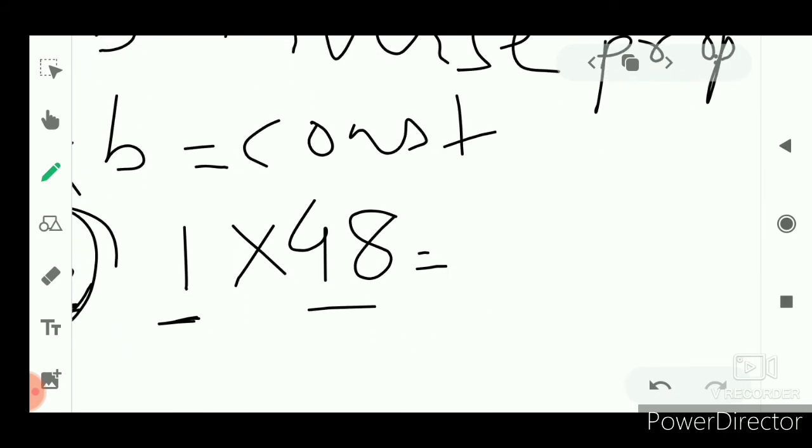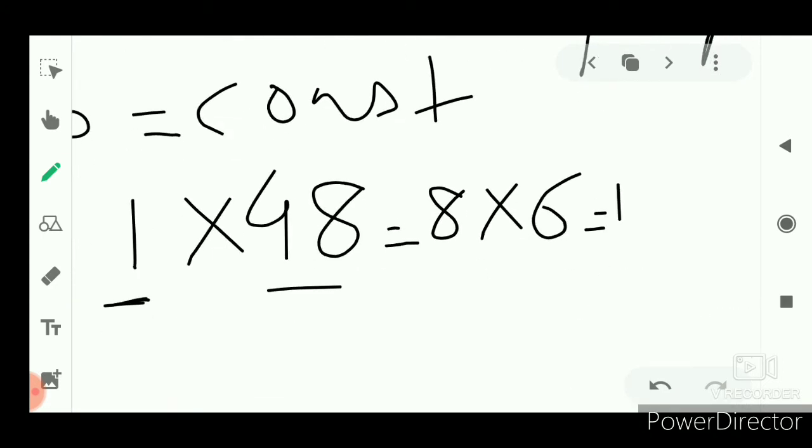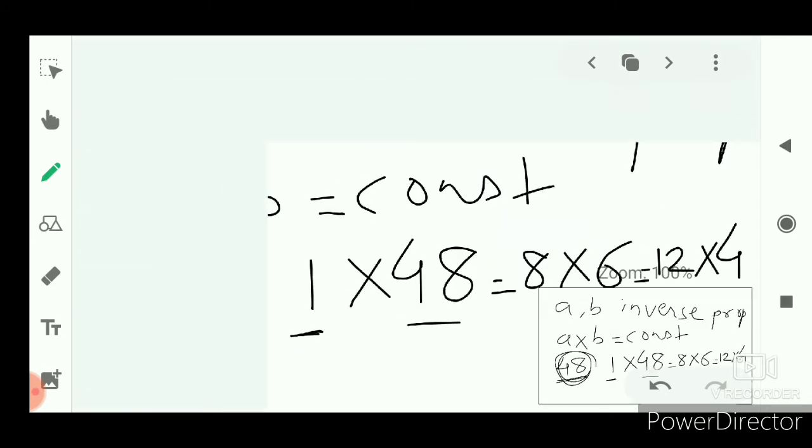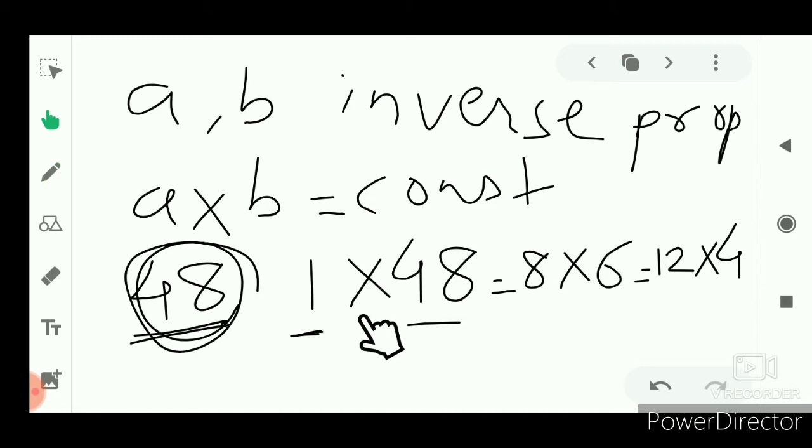अगर वो एक दिन में 8 क्वेश्चन सॉल्व करती है तो she requires 6 days, और अगर वो एक दिन में 12 क्वेश्चन सॉल्व करती है तो she requires 4 days. So here the variable quantities are the number of problems to be solved in a day and the number of days. Here one question in a day requires 48 days, 8 questions in a day requires 6 days to complete the problem set, 12 questions in a day requires 4 days to complete the problem set.